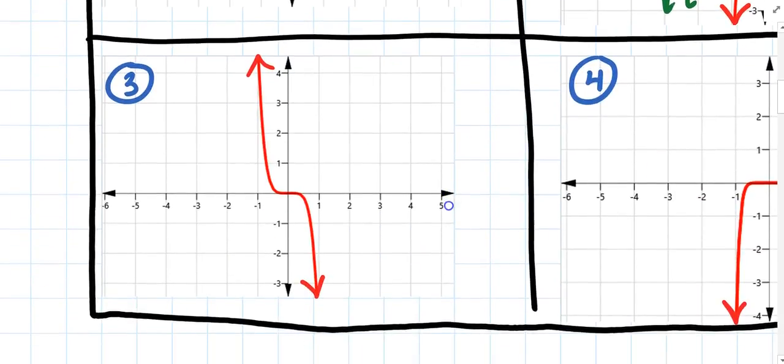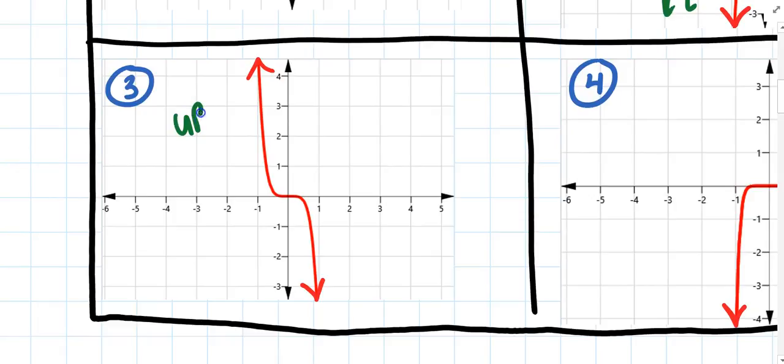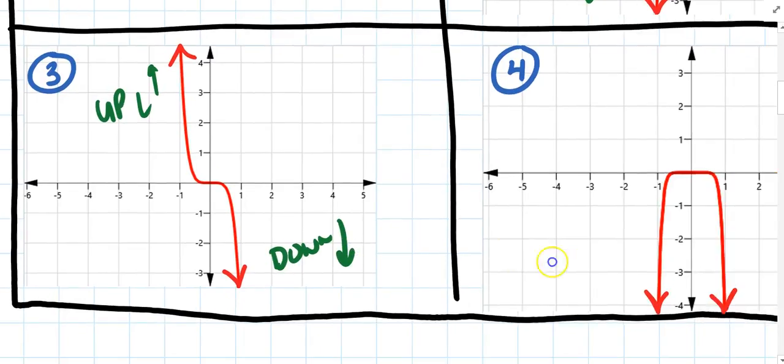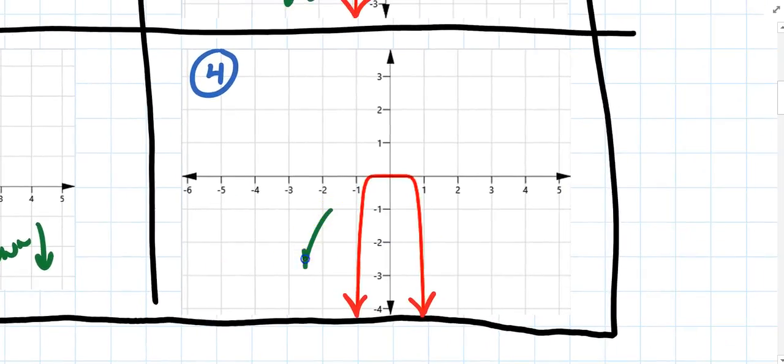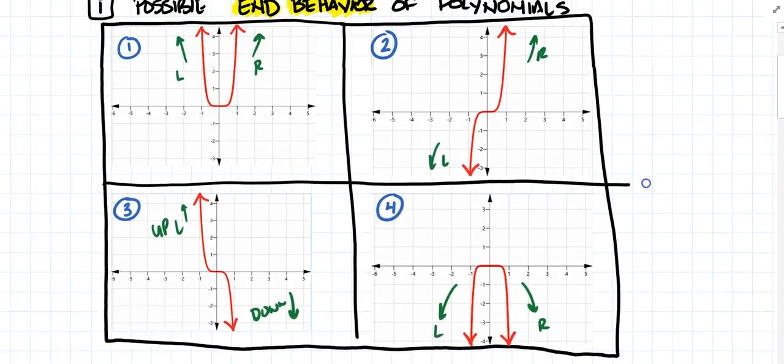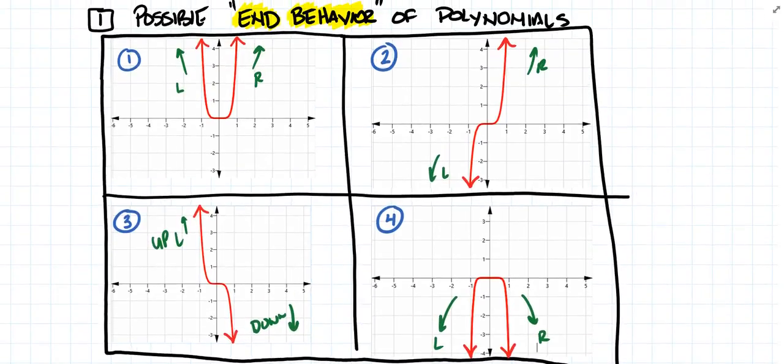So the end behavior: up on the right and down on the left. The third way could be up on the left and down on the right. And then the fourth and final way is that the end behavior is down on the right and down on the left. Again, these are the only 4 possibilities for the end behavior of polynomial functions. They're either both rising on the right and left, up right down left, up left down right, or down left and down right. Hopefully that part makes sense to you so far.